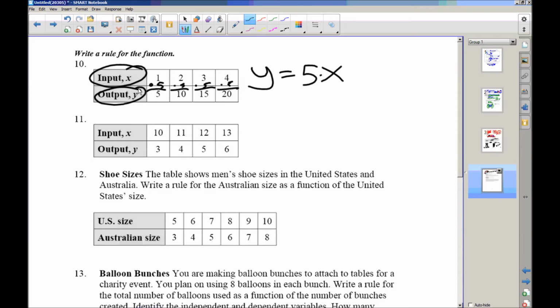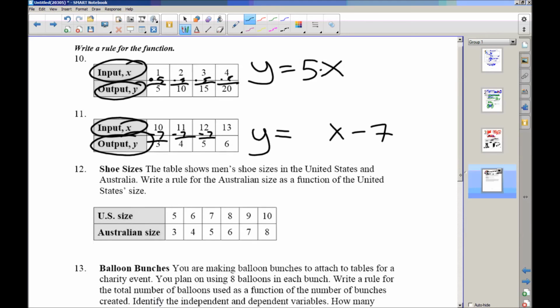Okay. All right, number 11, one more time. We have our independent variable, x. We have our dependent variable, y. And we need a rule to go between them. So what we do to each of these values in our domain is we subtract 7. So that means I can take x and subtract 7. My independent variable, subtract 7, will give me my dependent variable.